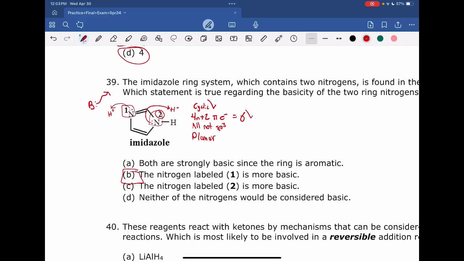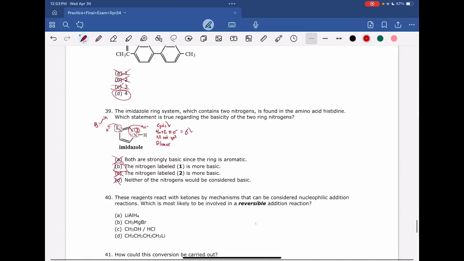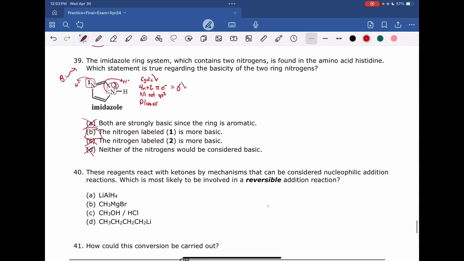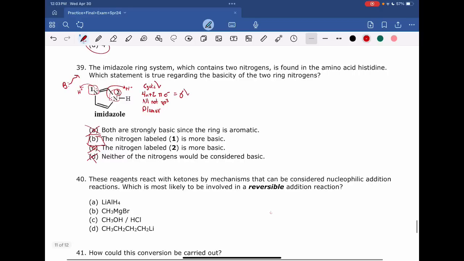Both are strongly basic since the ring is aromatic? No, not really, because the lone pairs are being used differently. 1 is being used for aromaticity, the other one isn't. So it's not A. It's not C because, I said it's B. And then D, neither would be considered basic? Yes, one of them would be considered basic for the same reason I mentioned in A. Okay. This is a hard question, but I hope that I could make sense out of it in your minds.